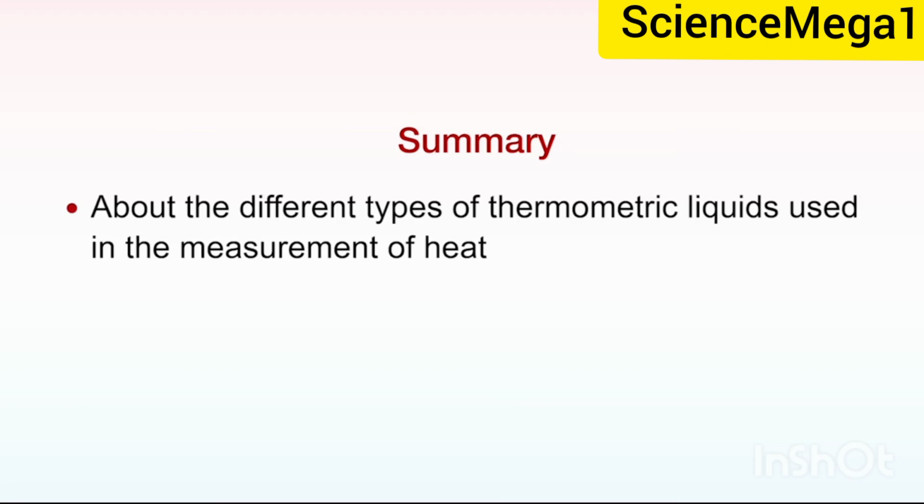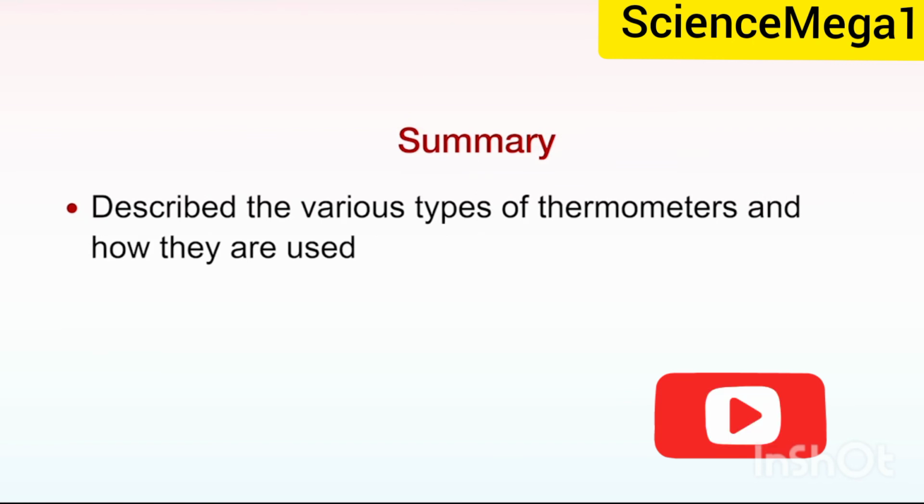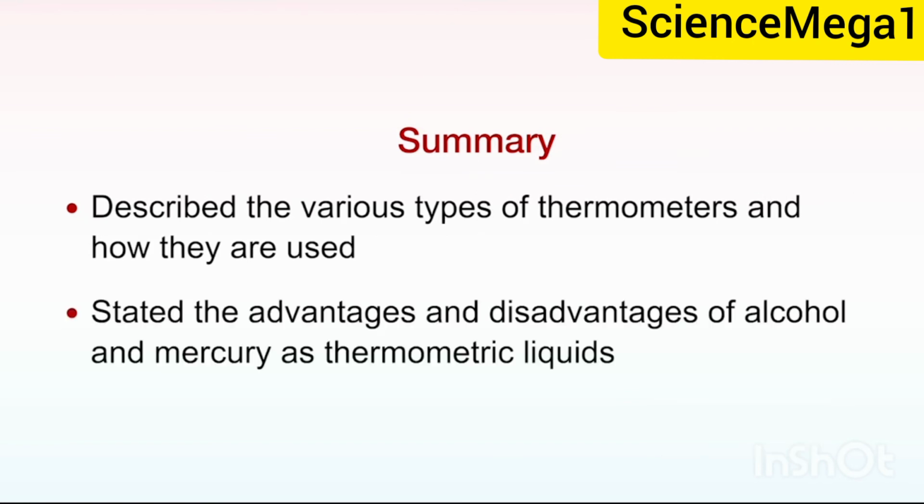Let us see what we've learned in this lesson. In this lesson, we learned about the different types of thermometric liquids used in the measurement of heat. We also learned about the different types of scales used in measuring heat. We described the various types of thermometers and how they are used. We also stated the advantages and disadvantages of alcohol and mercury as thermometric liquids.